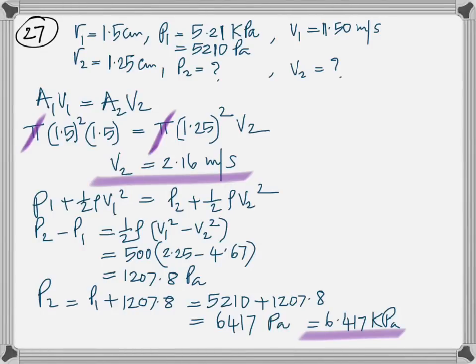Now on 27, which is a direct question, R1, R2 given, P1, V1 given, you got to find P2, V2. Use the equation of continuity and find the velocity, and then use Bernoulli's principle as illustrated here to get the final pressure of 6.417 kilopascal.